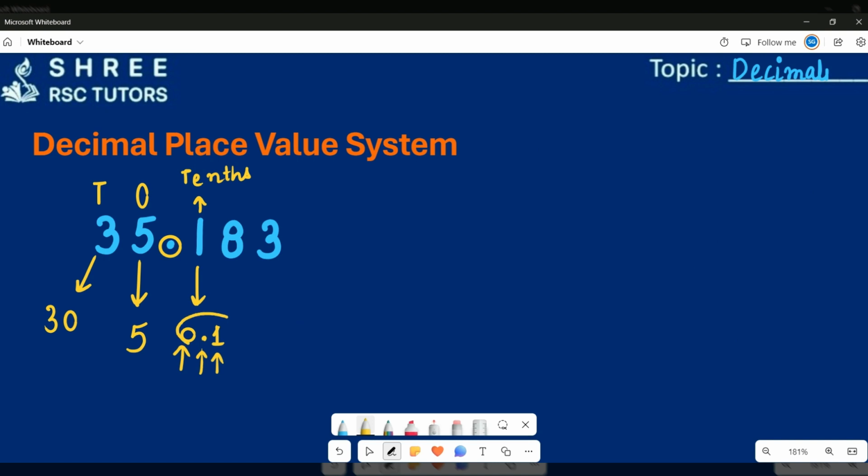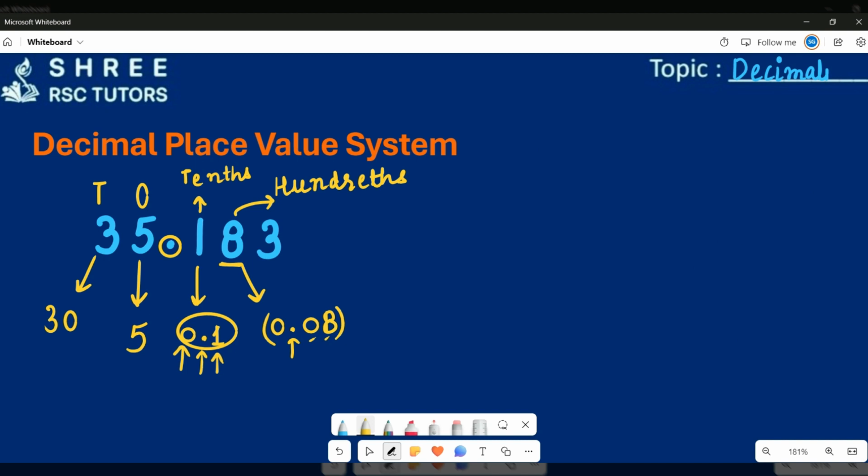Similarly, if I ask about this 8, it is in the hundredths column. That means the place value of this 8 is going to be 0.01... and it is very easy to understand. See, this decimal, then there is a 1, but we don't want that 1, because we are looking for the place value of this 8 only. So that 8 is at the second place after the decimal. The second place is going to be 1, 2. That means the place value of this 8 is going to be 0.08.